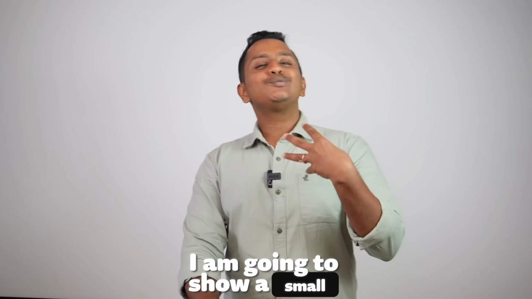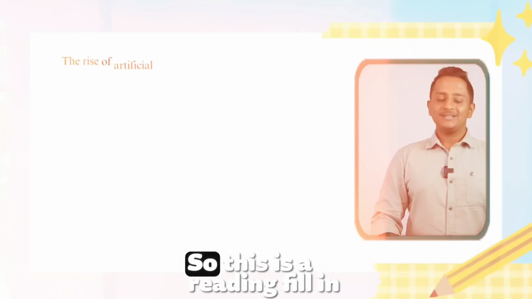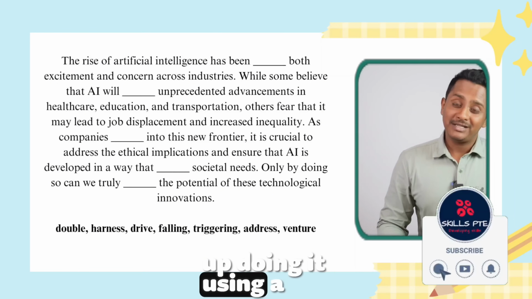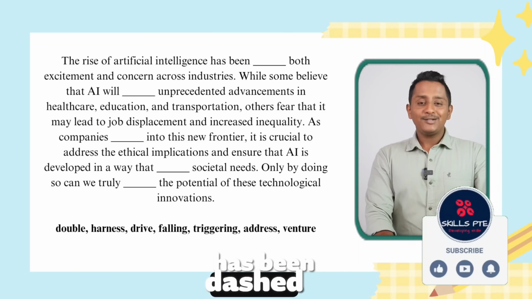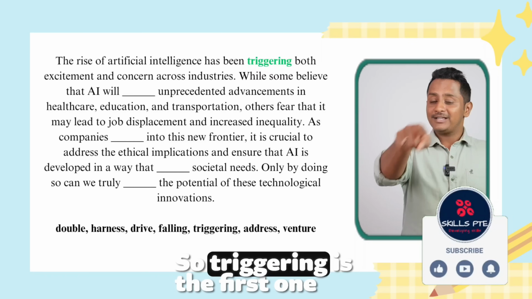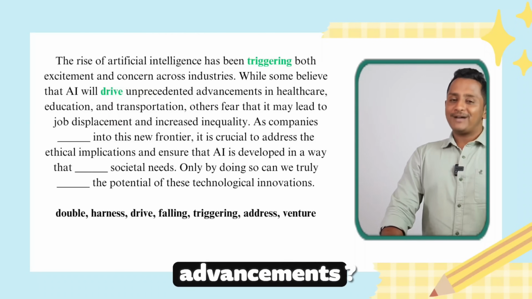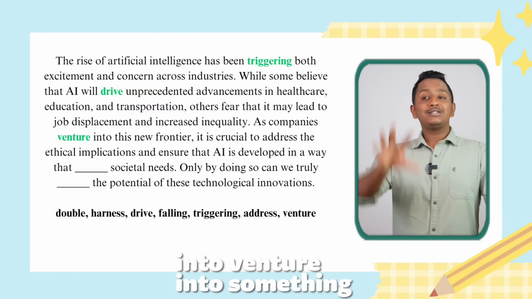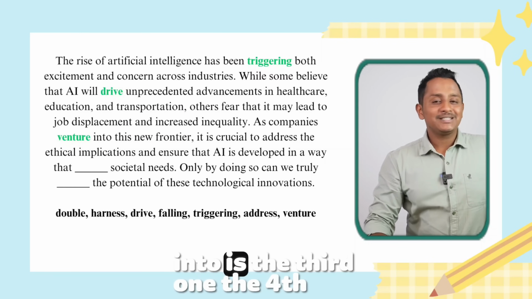But here as well, I'm going to show a small demo of what collocation cheat code I meant. Let's have a look at it. So this is a reading fill in the blanks paragraph. Let me show you how I would end up doing it using a collocation cheat code. The rise of artificial intelligence has been dash both excitement. You trigger excitement. So triggering is the first one. Will dash advancements, will drive advancements. Drive is the second one. Third one, dash into, venture into something new. Venture into the new frontier is the collocation. Venture into is the third one.